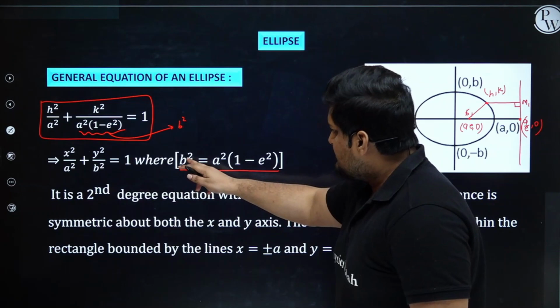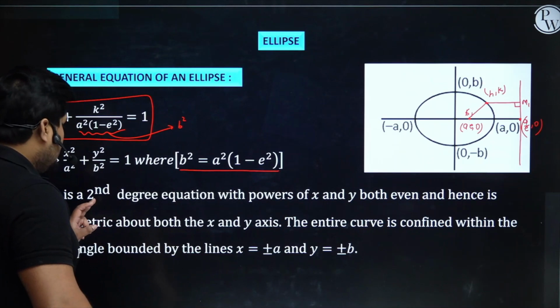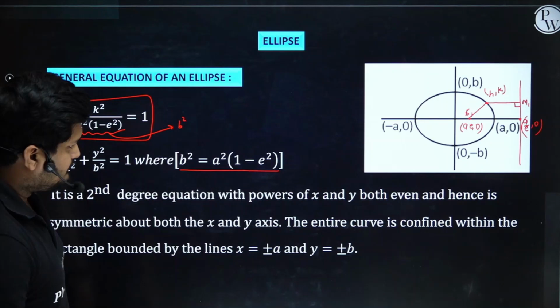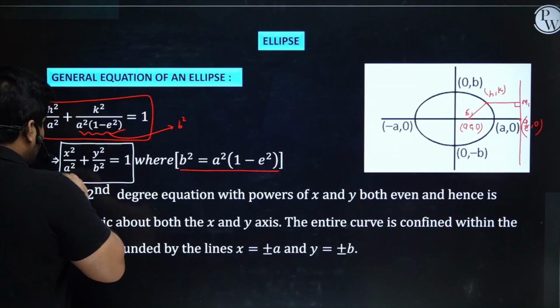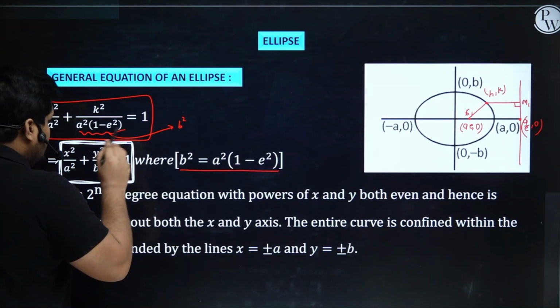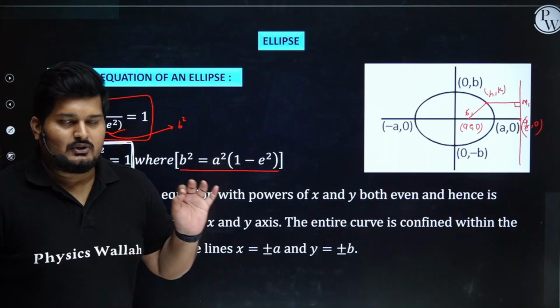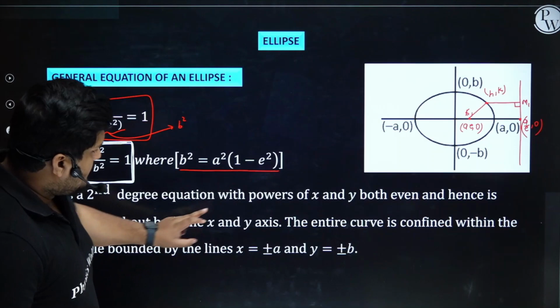Now this is a second degree equation with powers of X and Y both even, and hence symmetric about both the X and Y axis. This is the final equation: X square by A square plus Y square by B square equal to 1. We have equal even powers of X and Y. So the curve will be symmetric about X and Y axis both.